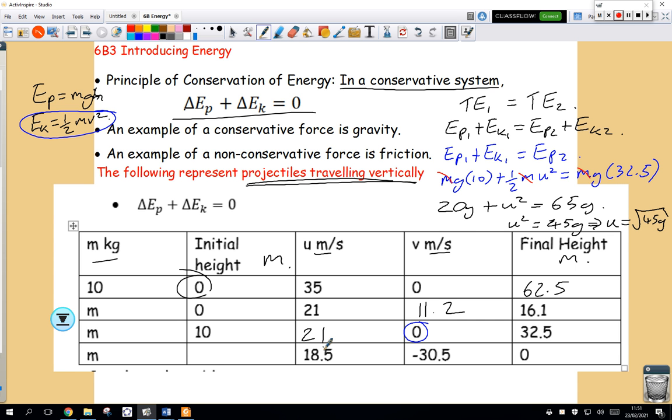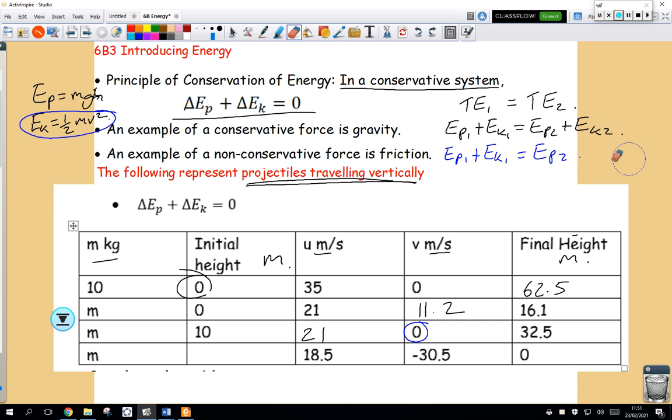Okay, and one more example. Again, you're solving all these pretty much the same way every time. We know the total energy at position 1 is equal to total energy at position 2 because we're dealing with a projectile. A projectile is an object traveling where the only force acting on it is gravity, and gravity is a conservative force, and in a conservative system there is no change in mechanical energy. The total mechanical energy is unchanging, so the sum of potential and kinetic energy is constant throughout the system.